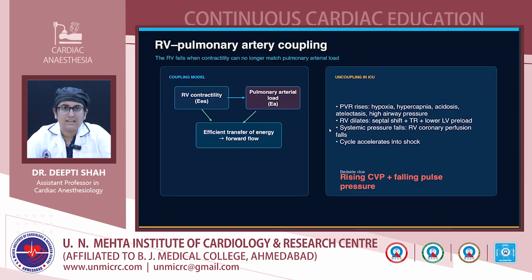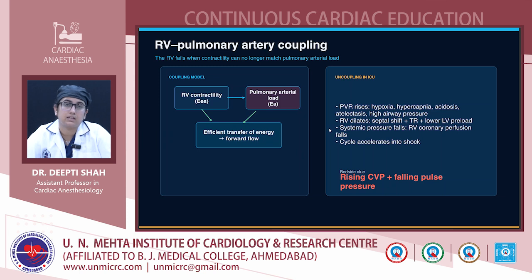Now, to understand RV dysfunction, we need to know what RV-PA coupling is. It is measured with the help of elastance. RV contractility is measured with RV end-systolic elastance, and pulmonary arterial load by the elastance of the artery. So the ratio of RV elastance divided by pulmonary artery elastance, if it is around 1.5 to 2, means that the RV is unloading properly and is able to function properly.